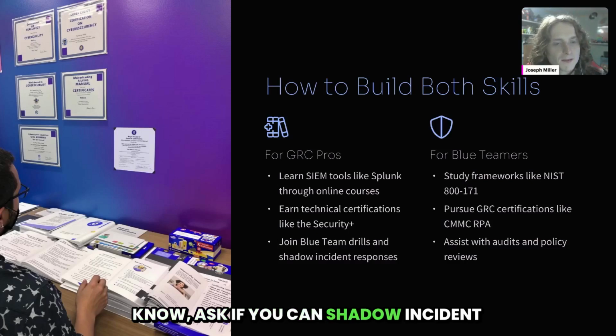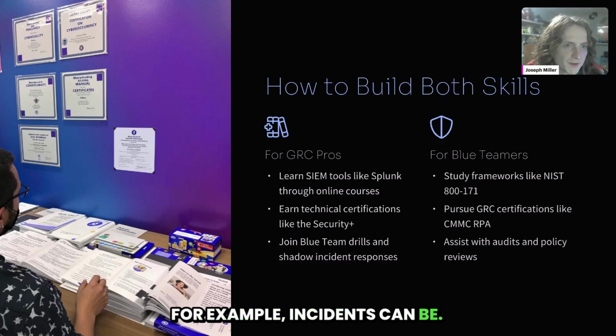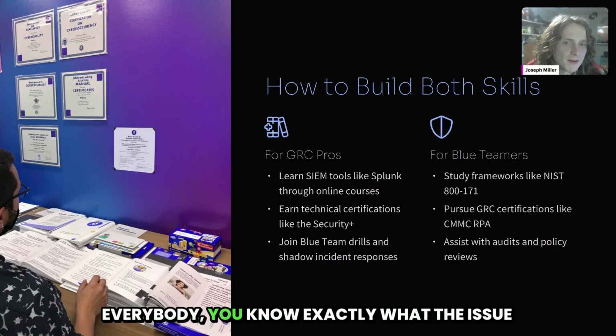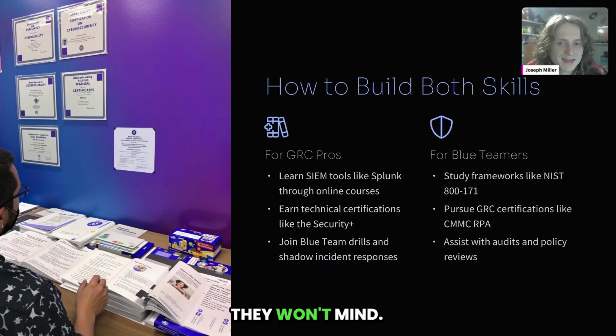Ask if you can shadow incident response, their incident responses. This is going to depend company to company. For example, incidents can be iffy. They might not want to share exactly what the issue was with everybody, but if you're on the blue team, likely they won't mind.